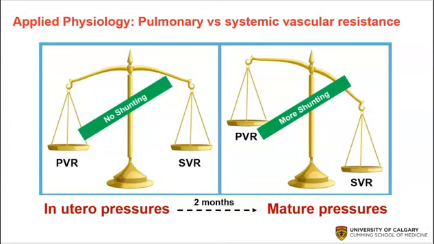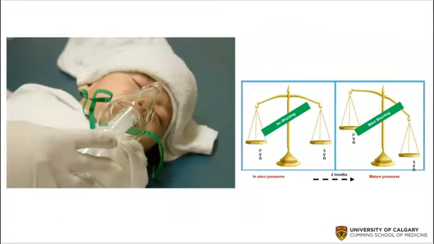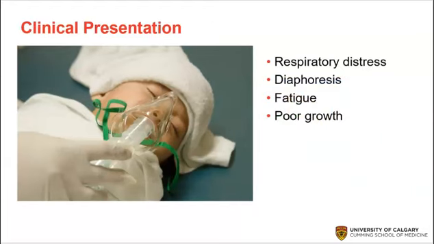Recall that blood flows from high to low pressure, so the more pulmonary vascular resistance drops, the greater the pressure differential increases, and the more blood shunts left to right. Symptoms, therefore, tend to start around 4 to 6 weeks of age when the pulmonary vascular resistance drops enough to allow more left to right shunting and therefore more pulmonary congestion.